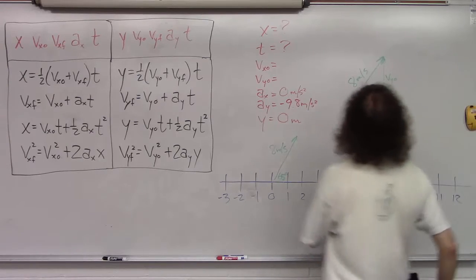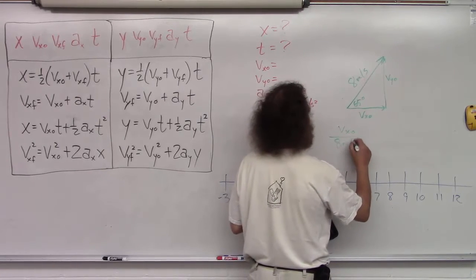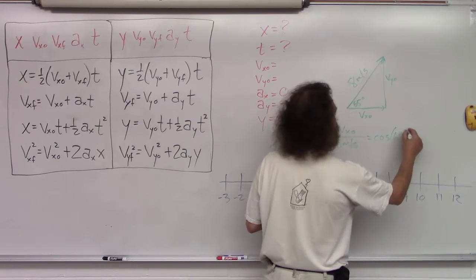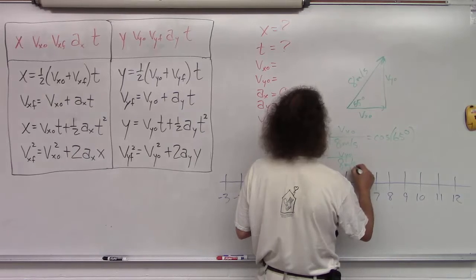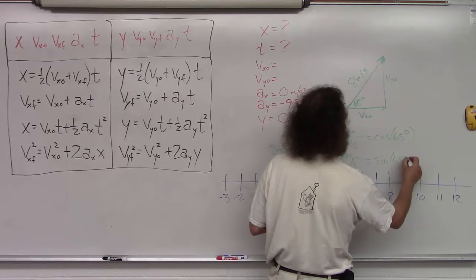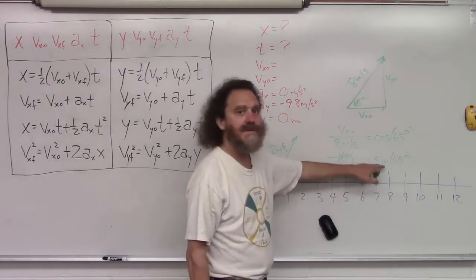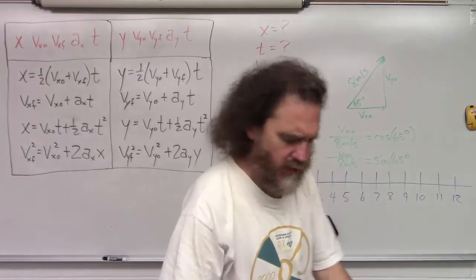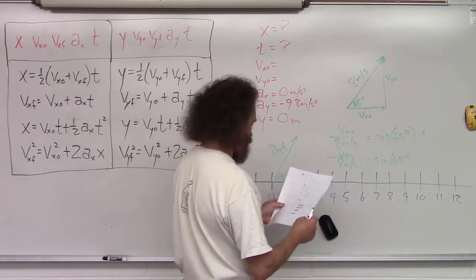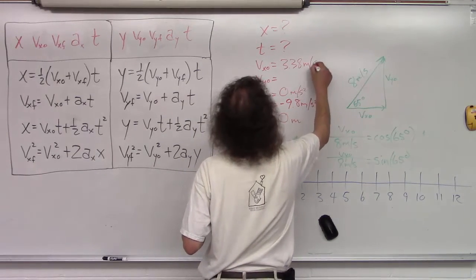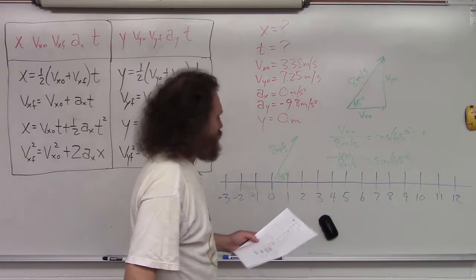So now you know that in trigonometry, the adjacent side over the hypotenuse is the cosine of the angle, right? And the opposite side over the hypotenuse is the sine of the angle, right? So Vx naught is 8 times cosine 65. Vy naught is 8 times sine 65. And those turn out to be, let me just write them up here, 3.38 meters per second and 7.25 meters per second. Okay, so these are our two initial velocities.